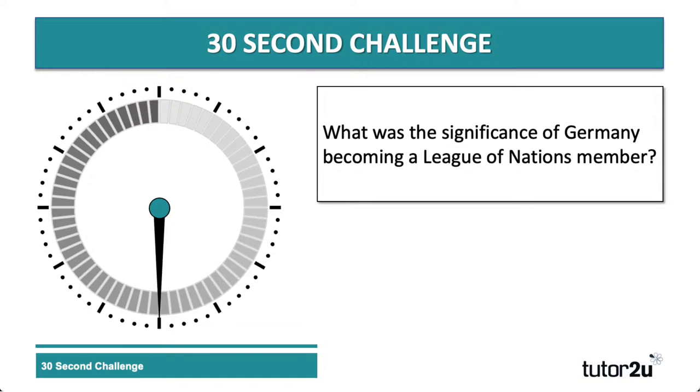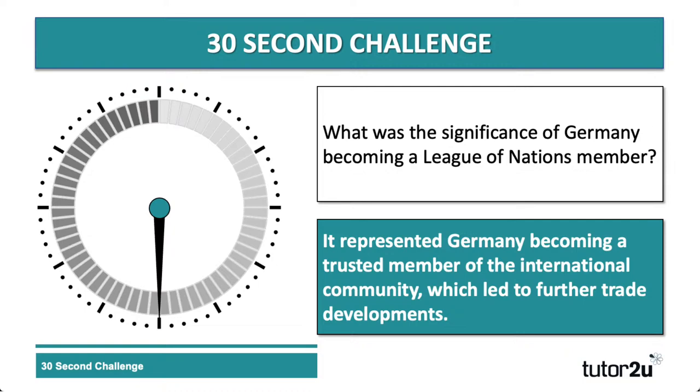Okay, the significance of Germany becoming a League of Nations member was ultimately that they became more trusted within the international community. It was symbolic of a new, inclusive Europe. If we think back to the Treaty of Versailles and the fact it was a dictated peace, and Germany had no say in what post-war Germany or post-war Europe looked like, the League of Nations represented something different. And by being a member of that international community, they could then start to make further trade agreements with other countries as part of the League of Nations. So hopefully that sheds a bit more light on the situation.